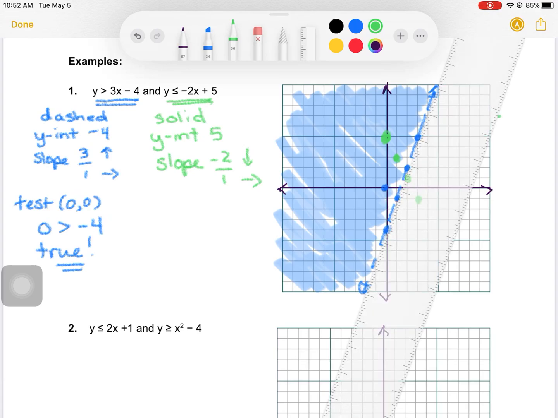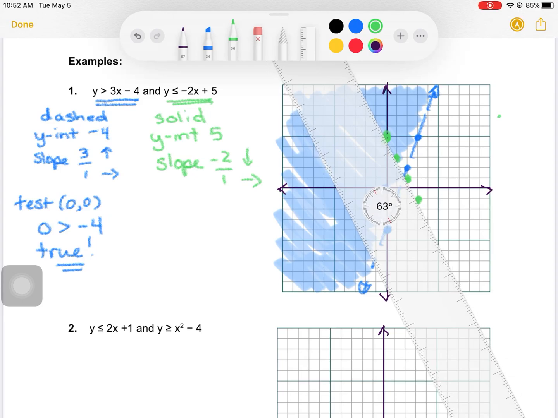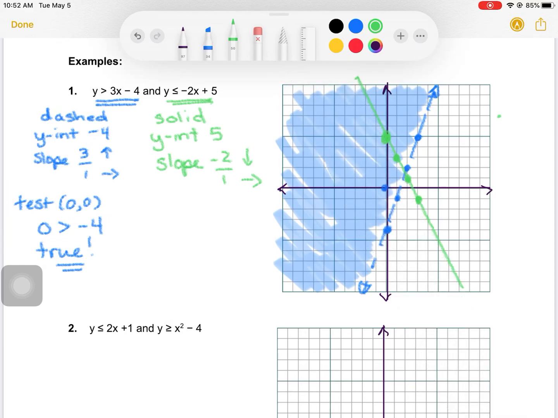I'm going to take my ruler and draw in a solid line. And then I'm going to determine which side of my green line I want to shade on. Again, I'm going to test 0, 0. So I would get 0 is less than or equal to -2 times 0 plus 5, so 0 is less than 5. This is a true statement. Since 0, 0 is right here, I want to shade on that side.